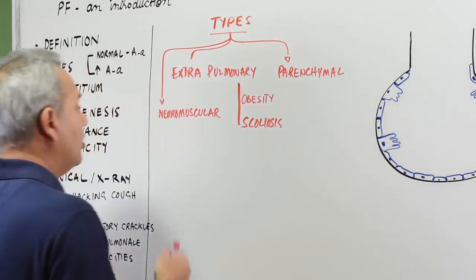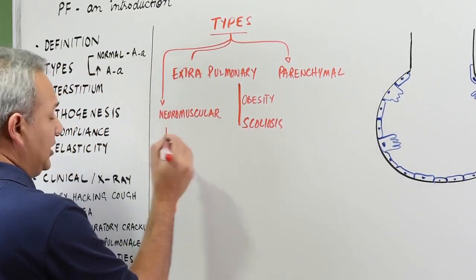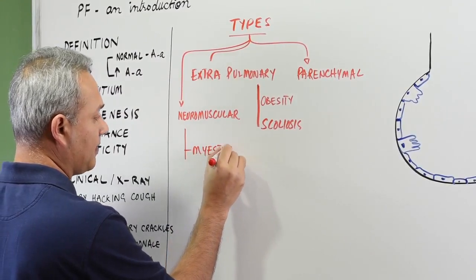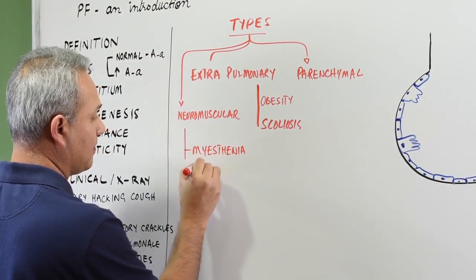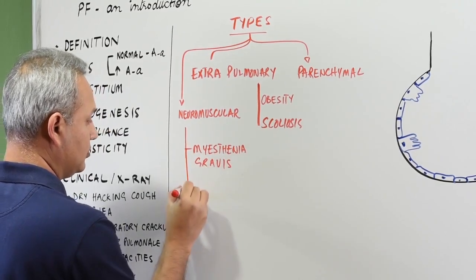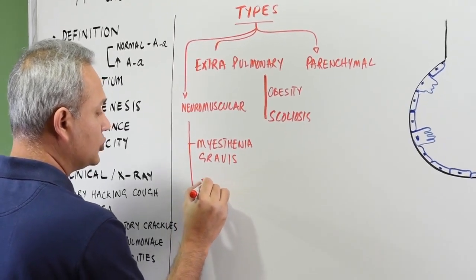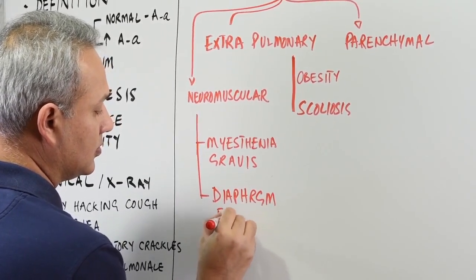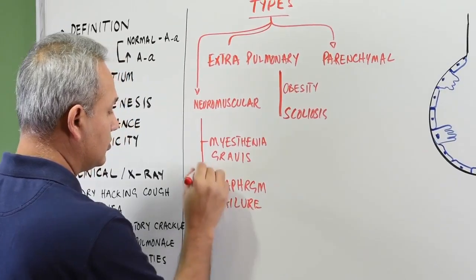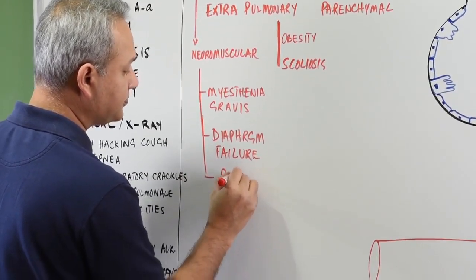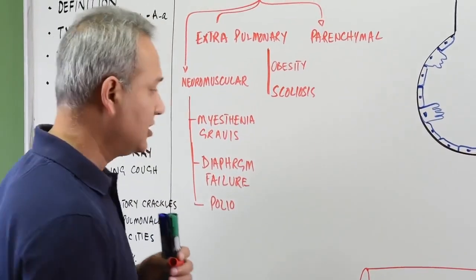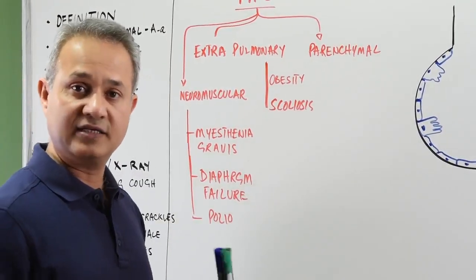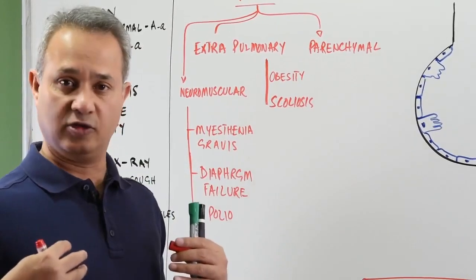On the neuromuscular, there could be, for example, myasthenia gravis. There can be problem with the diaphragm. There can be polio, and so on. So neuromuscular, myasthenia gravis, diaphragmatic failure, or poliomyelitis, and so on. So these are the ones where the muscles are not working.